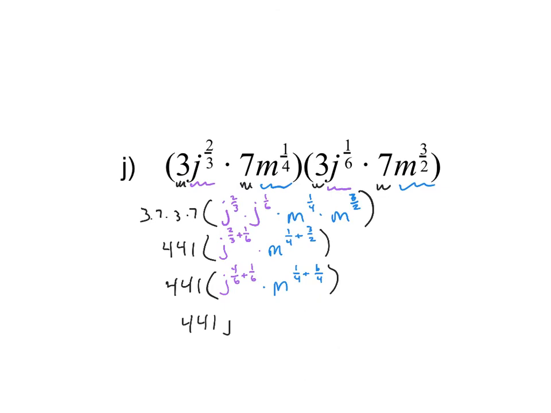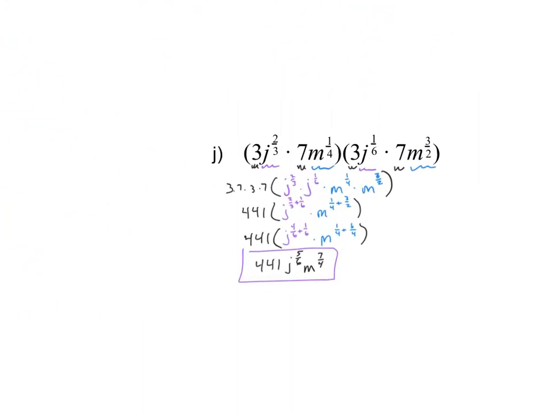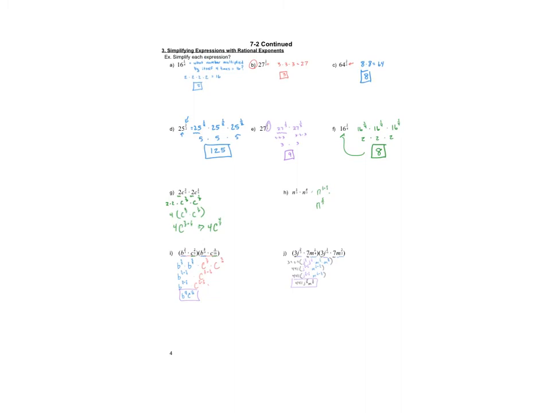441 J to the 5/6 M to the 7/4. And there you go. There's our simplified expression bringing all of our elements together. And that is simplifying rational exponents, simplifying expressions with rational exponents without the need of a calculator.